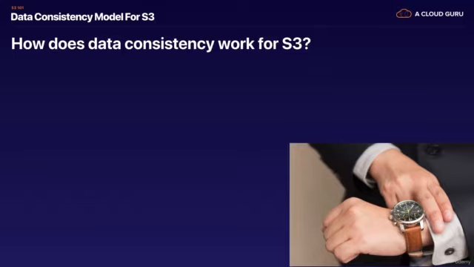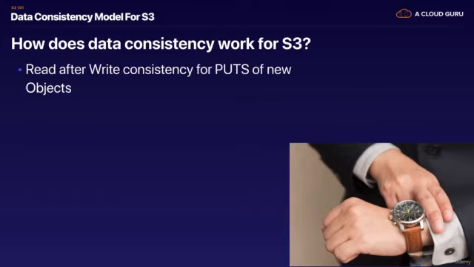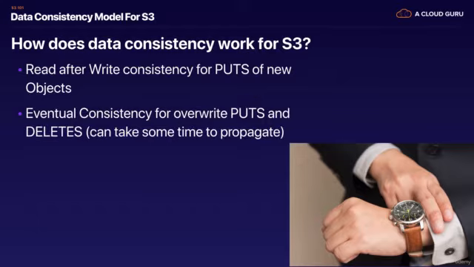So how does S3 keep your data consistent? Well, basically, S3 has two things. It has read after write consistency for puts of new objects, and then it has eventual consistency for overwrite puts and deletes. Now, I know what you're thinking. What does that mean? Well, the first one, read after write consistency for puts of new objects, all that means is if you upload a file to S3, you are able to read it immediately.